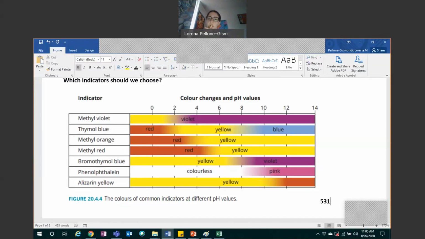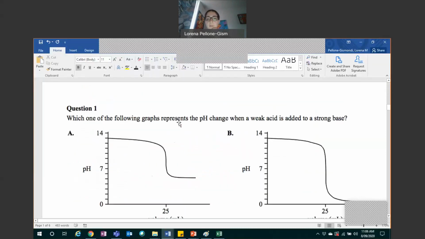But let's say you're trying to get pH 7, have a think about which indicator you would choose to get that color change when they have reacted perfectly together. And it's really bromothymol blue would be a nice one for that. Now, what do the other ones look like?